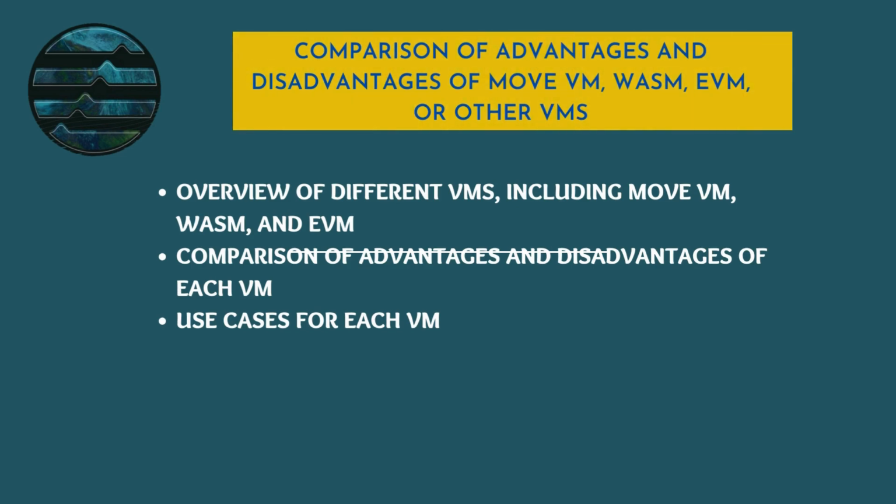In conclusion, each virtual machine has its own unique advantages and disadvantages. MoveVM provides a high level of security and reliability. WASM is a portable and efficient binary format, and EVM is widely adopted and flexible. When choosing a virtual machine for blockchain smart contract development, it is important to consider the specific needs of the application and weigh the trade-offs between security, flexibility, and efficiency.